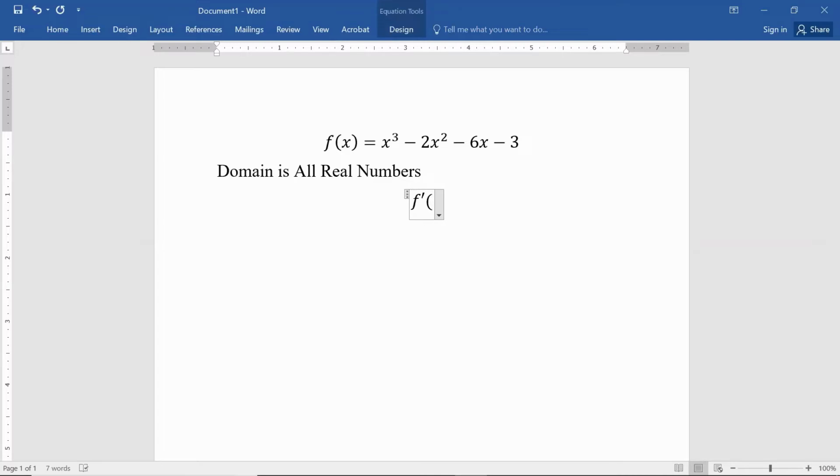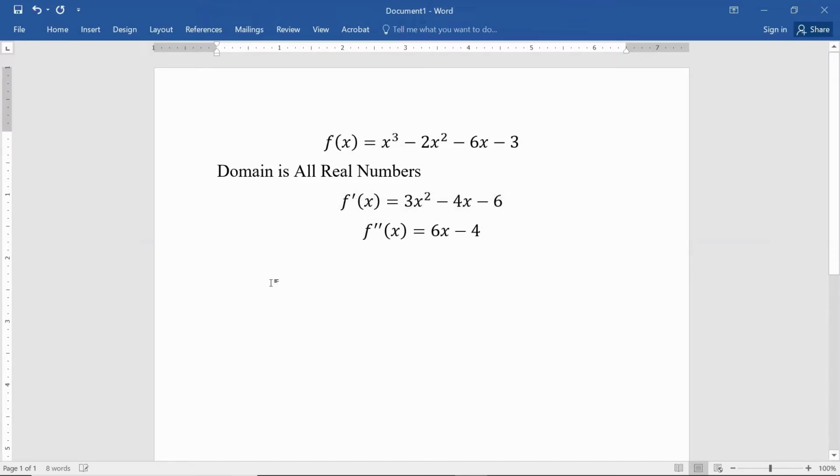Then I go and take the first derivative. The first derivative is 3x^2 - 4x - 6. The second derivative is going to be 6x - 4. So we have my first and second derivative. Let's look for critical points. Critical points happen when the first derivative is 0.